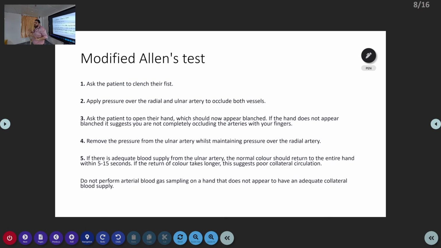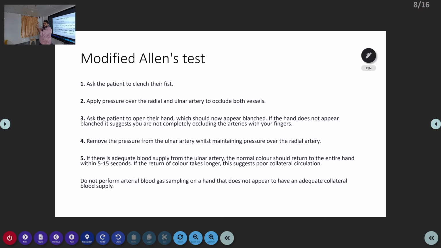It's a pretty simple test. You have to ask the patient to clench a fist. So ask the patient to clench a fist like this. Then, using both your hands, you occlude the radial artery, and with the other hand you occlude the ulnar artery also. So both the arteries are occluded. For the time being I am showing it this way, but you should use both the hands. I am occluding with these two fingers. With one finger I am occluding the ulnar artery, with the other finger I am occluding the radial artery.